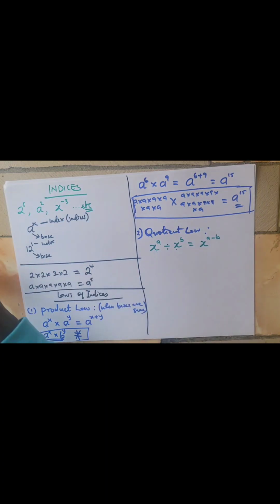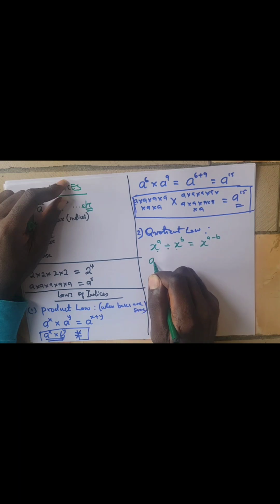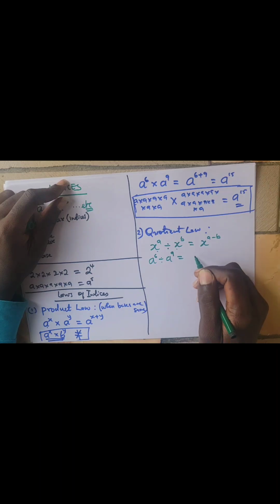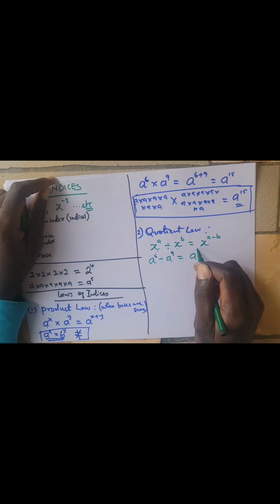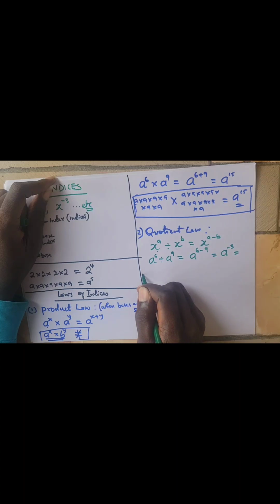For example, a raised to the power 6 divided by a raised to the power 9. This is equal to a raised to the power 6 minus 9, which is a raised to the power minus 3. This is something we will see very soon.